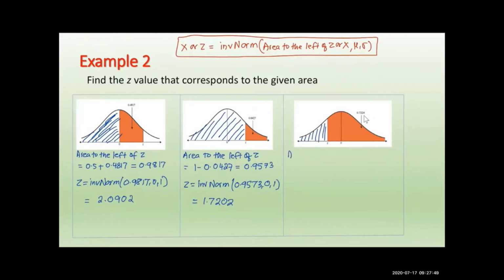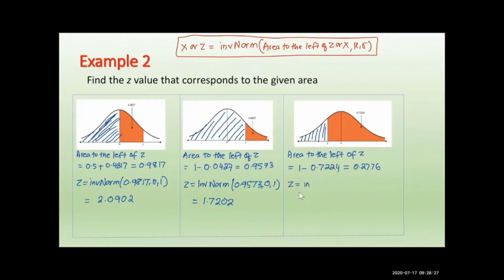So you can write this, area to the left of z is equal to 1 minus 0.7224, this area, 1 minus 0.7224. And if we subtract this using our calculator, you should get 0.2776. So that is the area we need because we need the area to the left of z-score. So let's write down the standard command in our calculator.